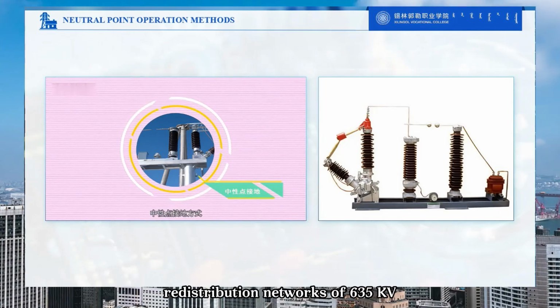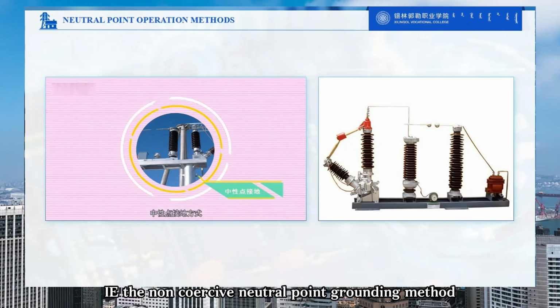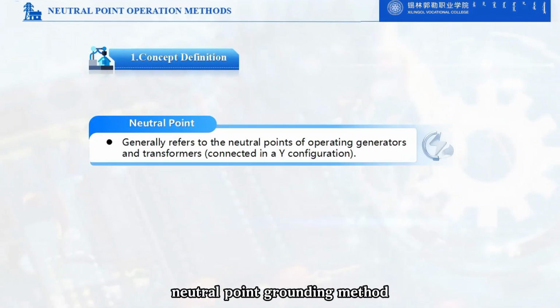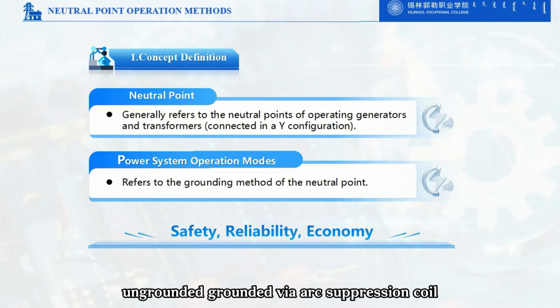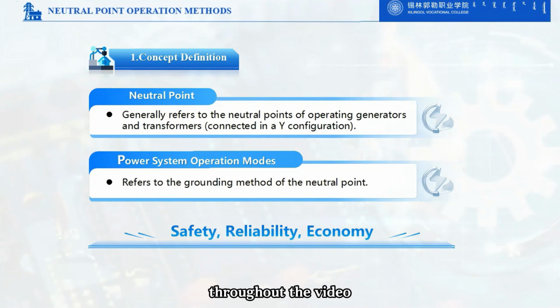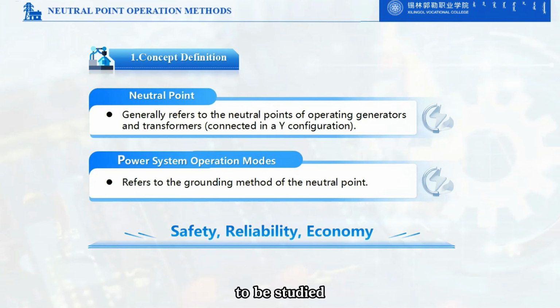Distribution networks of 6 to 35 kV generally adopt the small current grounding method, i.e. the non-effective neutral point grounding method. The non-effective neutral point grounding method can mainly be divided into the following three types: ungrounded, grounded via arc suppression coil, and grounded via resistor. Throughout the video, we have gained a preliminary understanding of the content to be studied in this section.